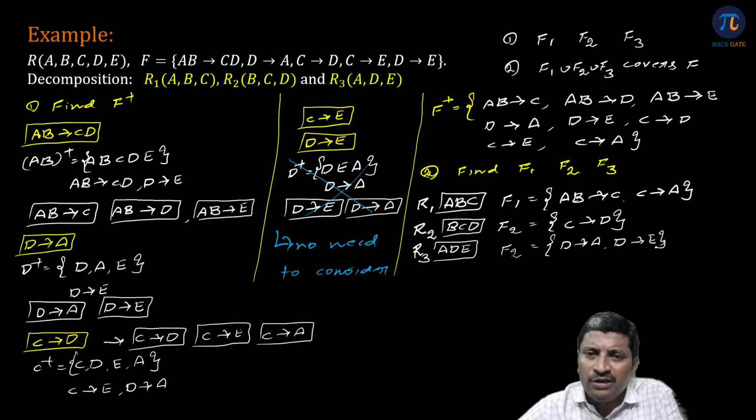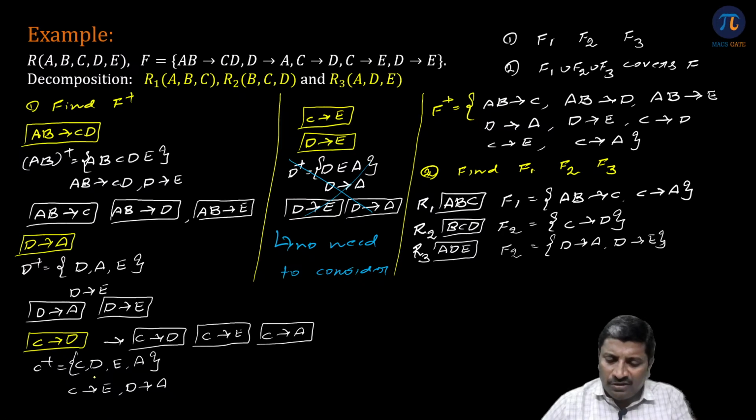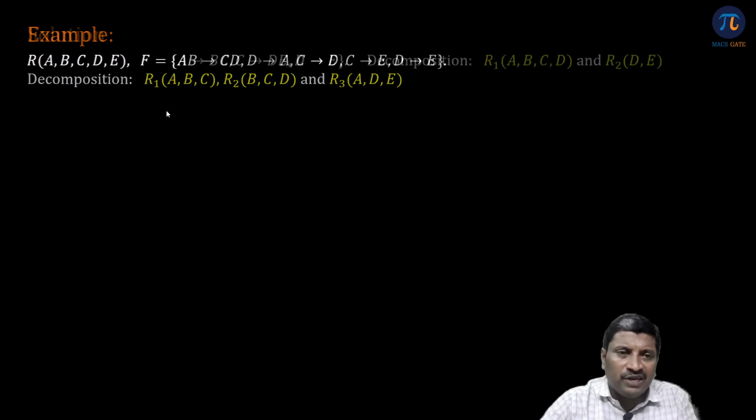Please check it again. The first one, ABC. AB implies C, this we should not write. D, D, we should not write. C implies D, leave it. C implies A, we wrote. Then B, C, D. C implies D. That's it. Then the last one, A, D, E. We have D goes to E, D goes to A. That's it. So in the next step, what do we need to do, sir? We need to find the union. So let me write it in the next slide.